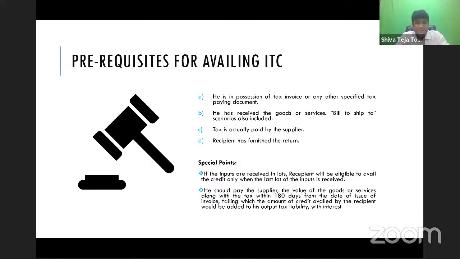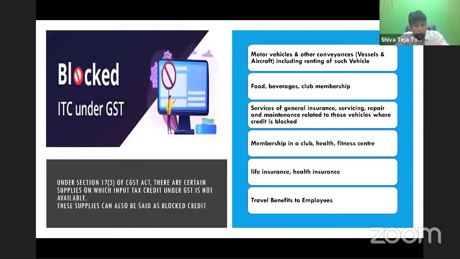Next point. Interesting, my dear friends: where you cannot claim input tax credit, where credit is completely blocked. First one: motor vehicles and other conveyances, including renting of such vehicles. And in motor vehicles, one big point is that for a motor vehicle where seating capacity is up to 13, including the driver, you can't take credit. But if the seating capacity is more than 13, you can still take credit.